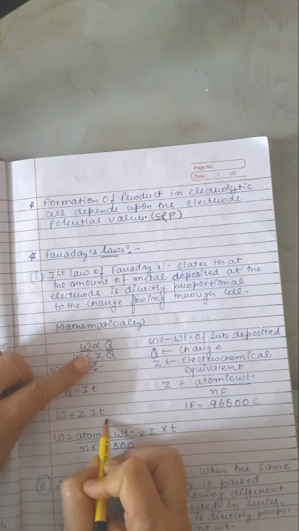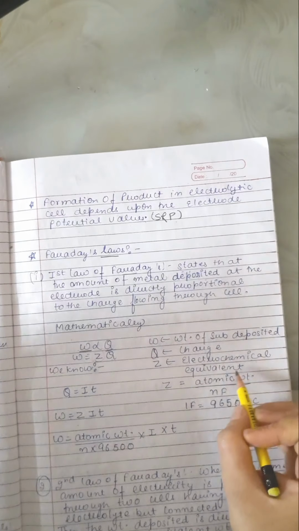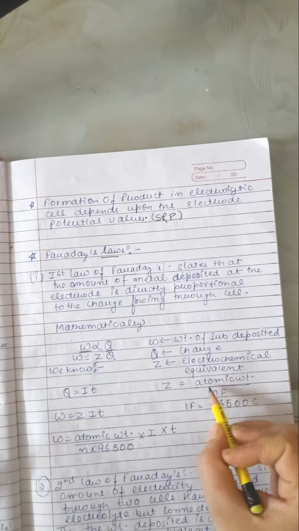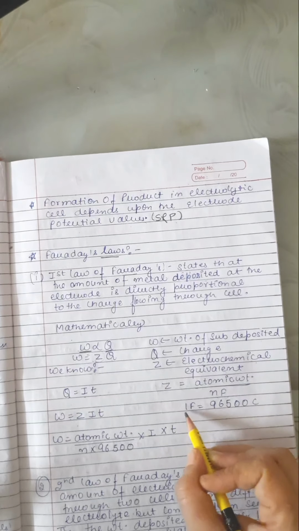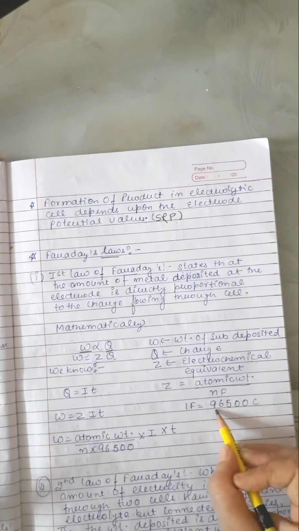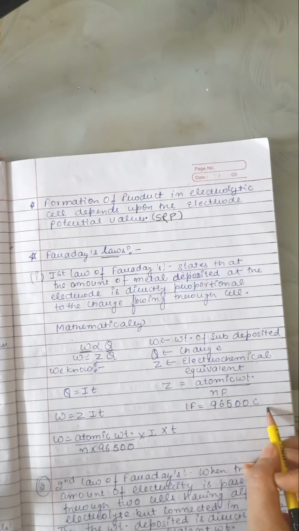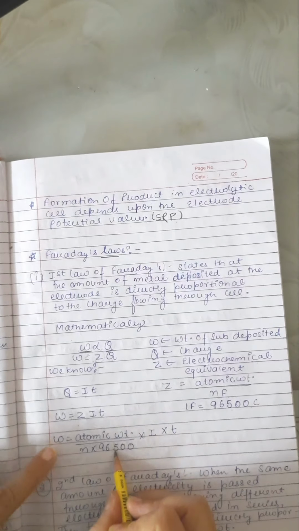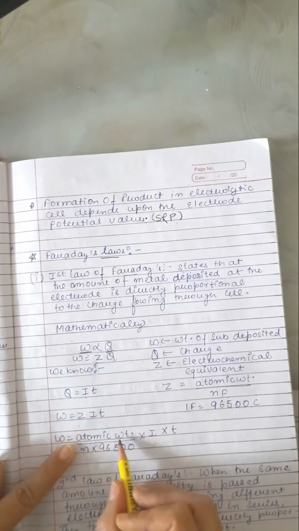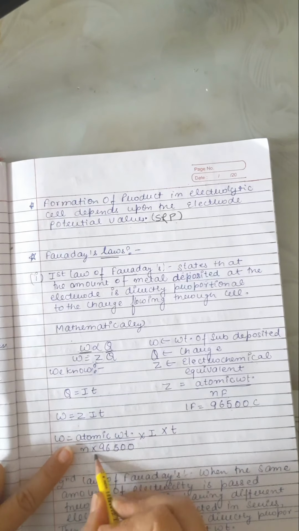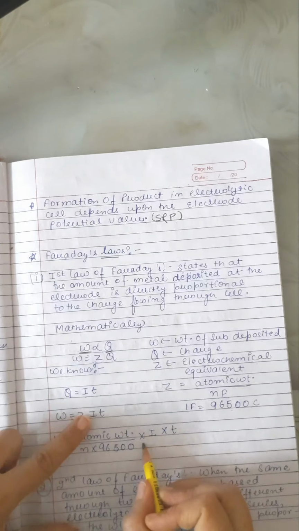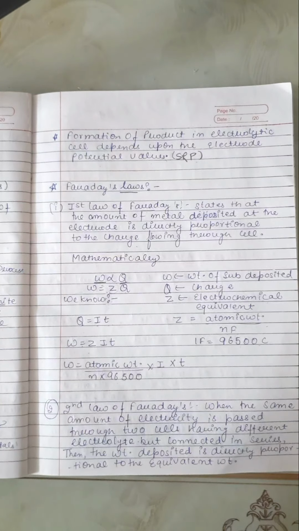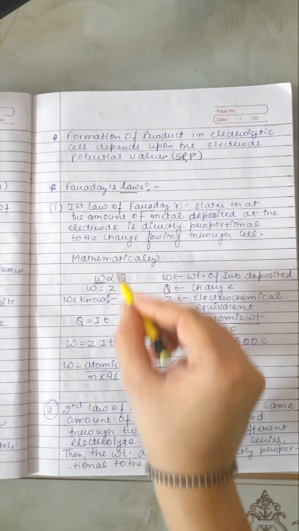Now, electrochemical equivalent is equals to atomic weight upon nF. And we know 1 Faraday is equals to 96500 Coulomb. So we can write W is equals to atomic weight upon n into F, that is 96500, into I T. Now let's do one question based on this.